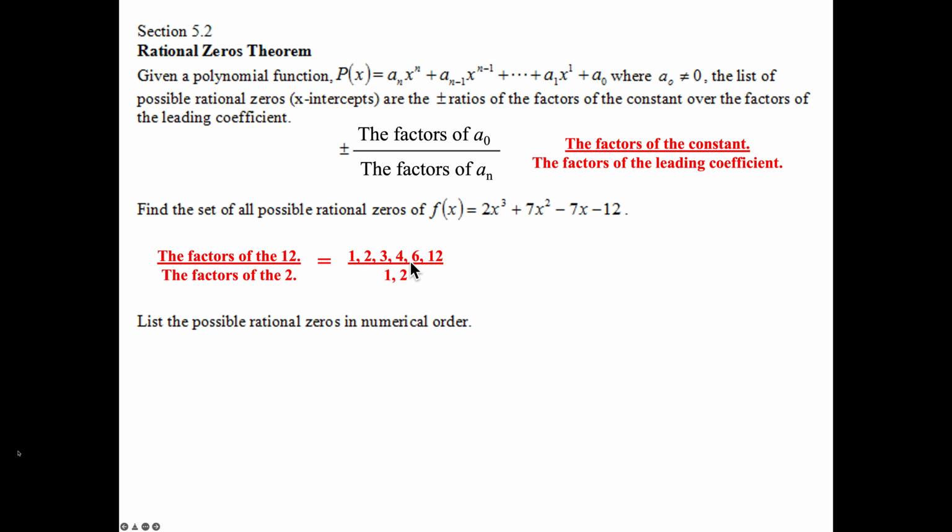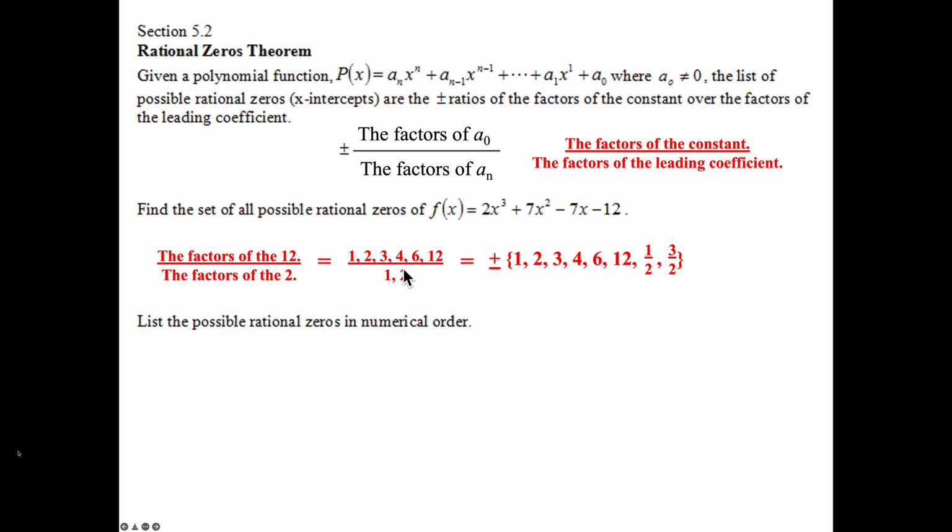So to build my fractions, 1 over 1, 2 over 1, 3 over 1, 4 over 1, 6 over 1, 12 over 1. When you have that 1 as a factor in the denominator, you can just rewrite everybody in the numerator. So plus or minus the set. Here are my possible answers: 1, 2, 3, 4, 6, 12.